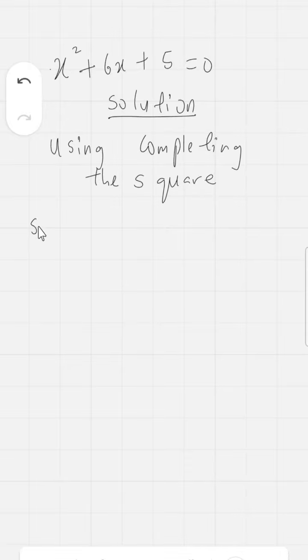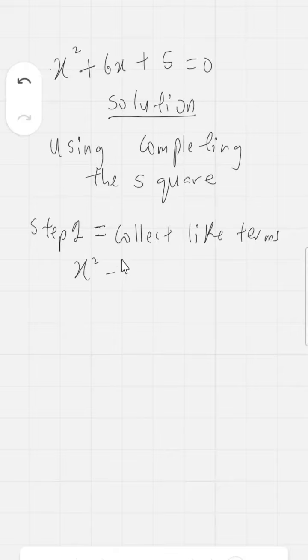So the very first step, step 1: move the constant to the right hand side. That's like collecting like terms, because 0 is the like term of 5. So x squared plus 6x is equal to minus 5, because 0 minus 5 is minus 5. The very next step is very tricky, but just understand it.